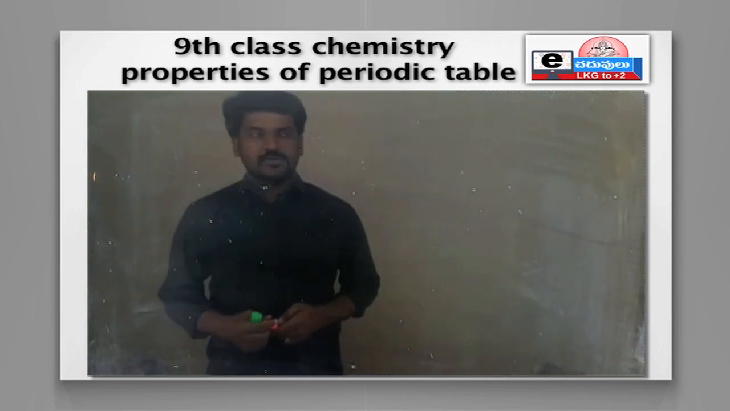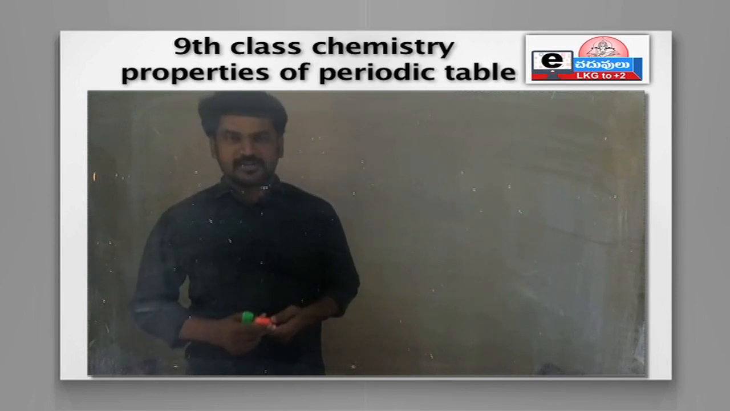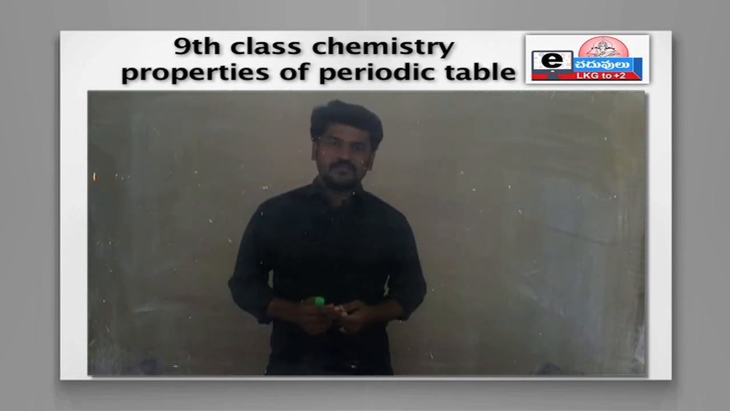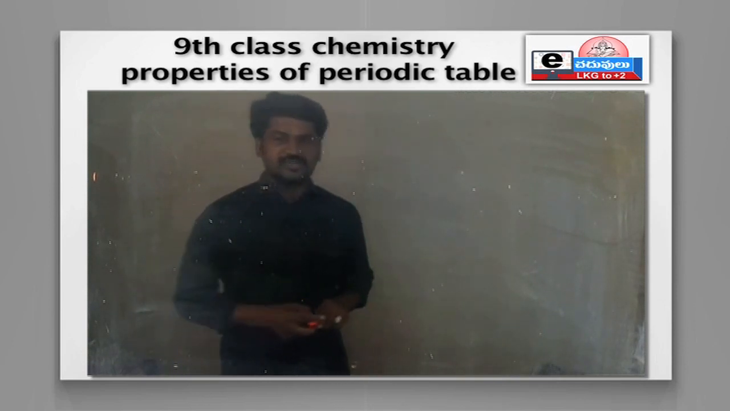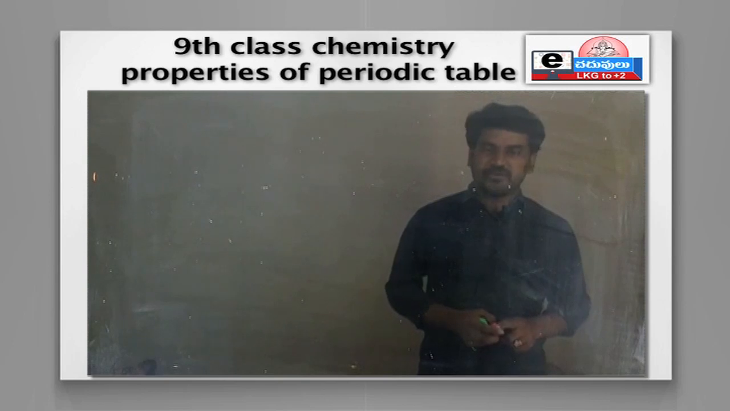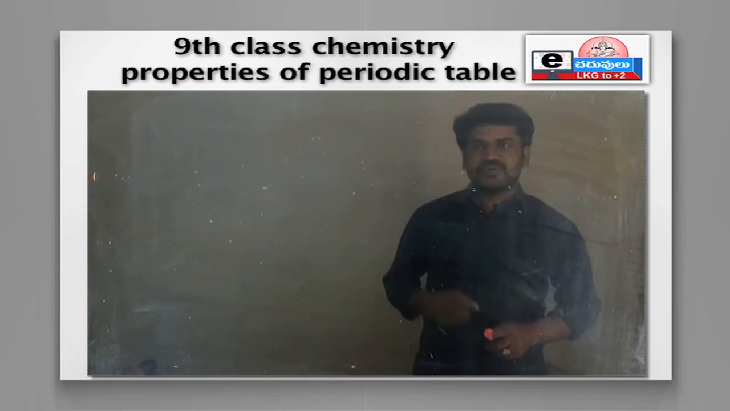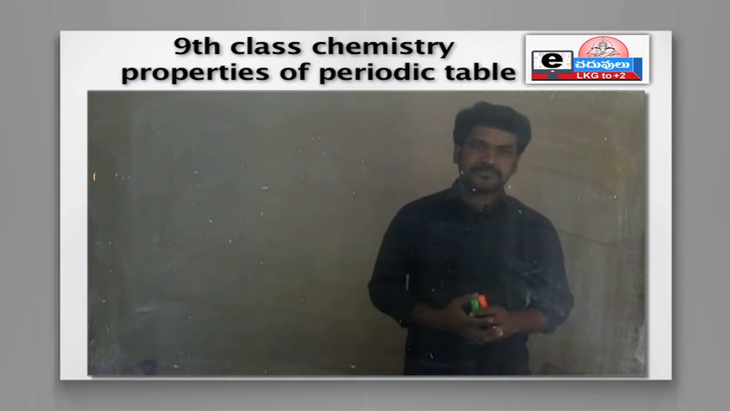Children, today we are going to discuss the properties of the periodic table. In a previous class we discussed some properties, right? There we discussed atomic radius and ionization energy. So let us discuss what is meant by atomic radius.